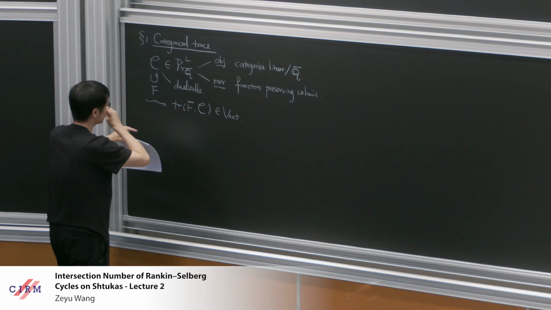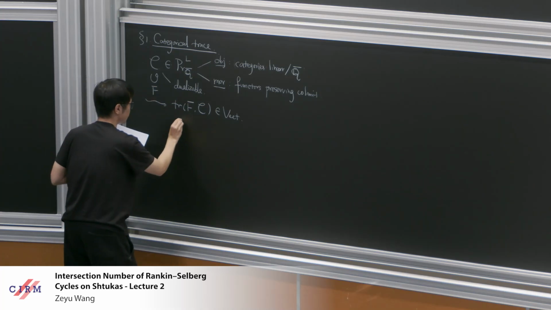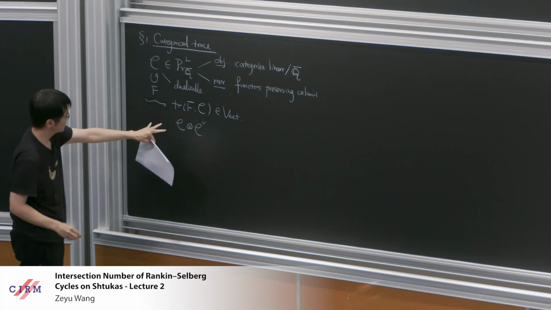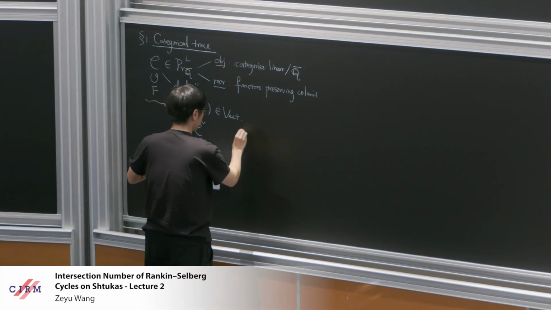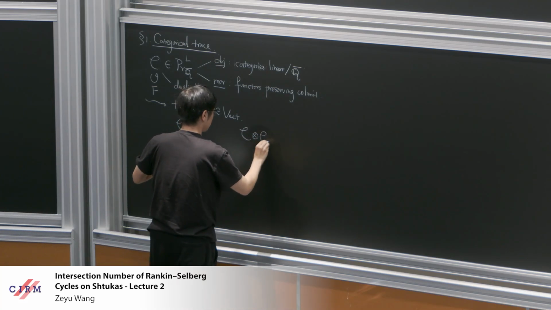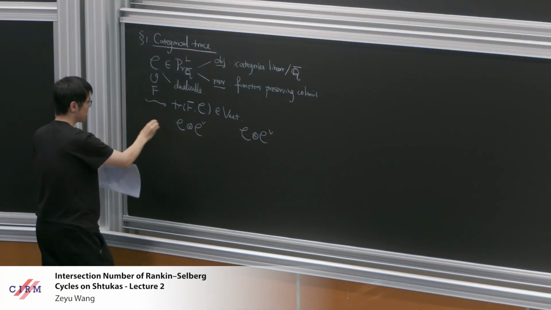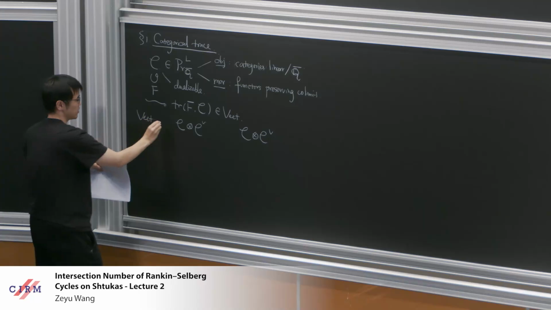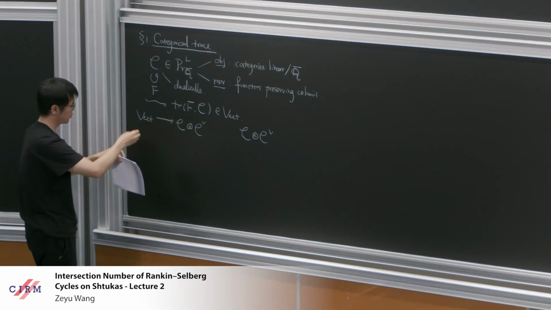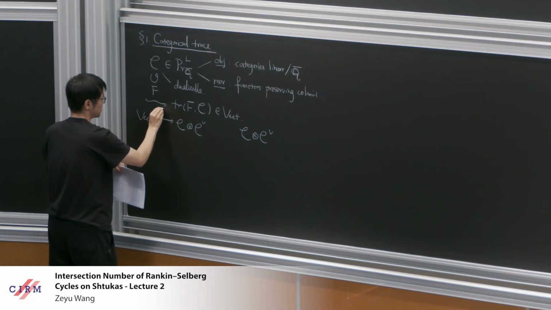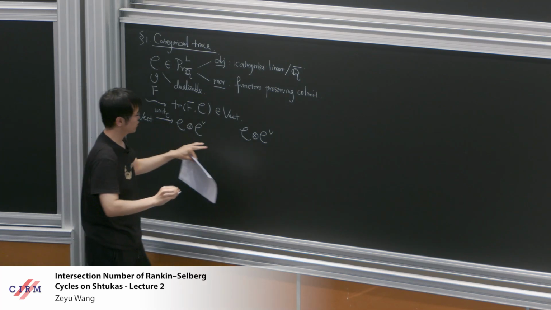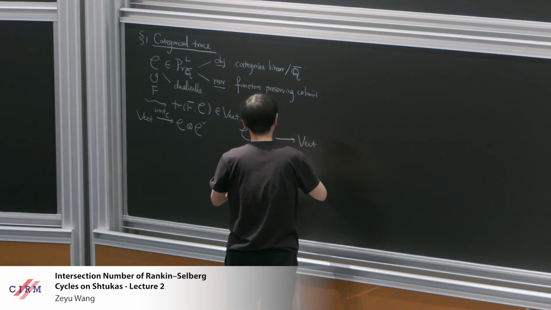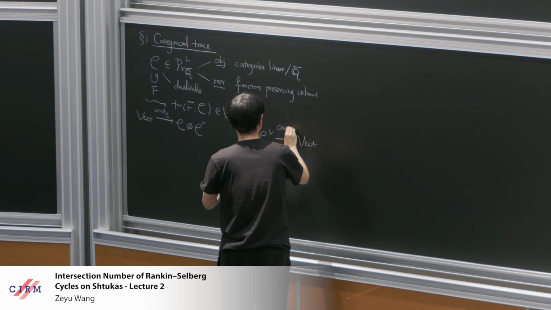So what does it mean for C to be dualizable? It means that you can find another category C dual such that there are two maps. One is the unit map, from the category of vector spaces over Q_l bar to C tensor C dual, and it's called the unit of C. And you also have a map from C tensor C dual to the category of vector spaces. It's called the co-unit of C.